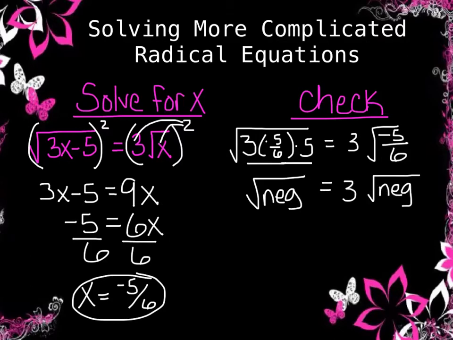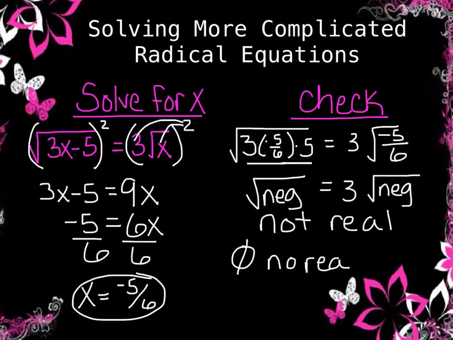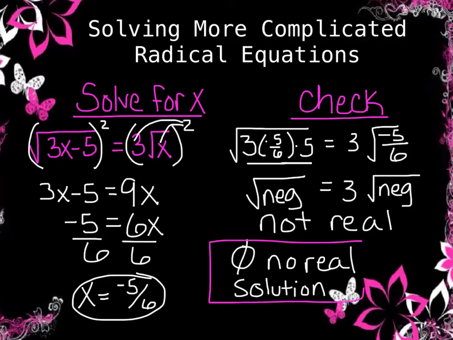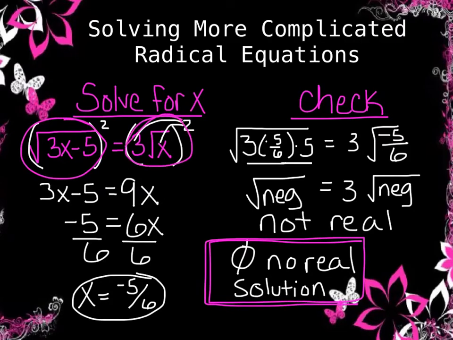And you guys all know that you can't take the square root of a negative and get a real answer. So these are not real. And it doesn't matter if they're the same not real thing, they're still not real. So your answer is the empty set, or no real solution. We don't have an actual answer. If you were to graph this square root and this square root, they would never cross each other.